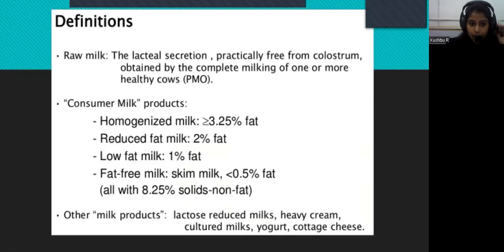When we take the milk, it is believed to be the lactal secretion of the cow, usually, and also milk from the goat and milk from the buffaloes are used for manufacturing of various milk products. Here, milk is available in various forms based on their fat concentration. Based on their percentage of fat content, we categorize milk into various types such as homogenized milk, reduced fat milk, low fat milk, fat free milk, that is the skimmed milk.